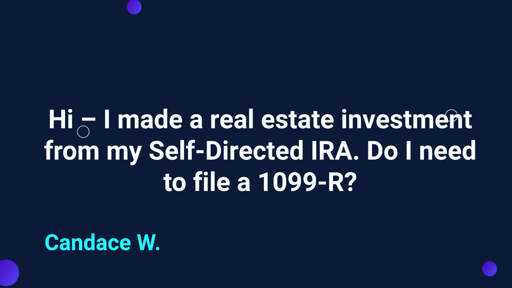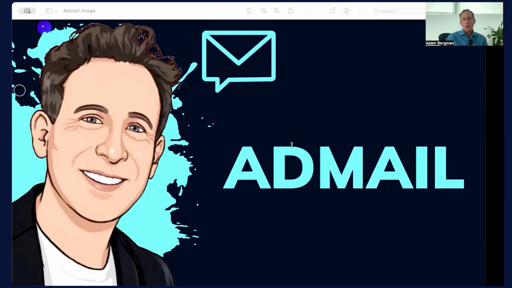When you make an investment directly from an IRA or self-directed IRA LLC, and the funds are moved directly from the IRA to the investment, there is no need for a 1099-R. Why? Because the 1099-R is filed when a taxable event occurs, like a distribution, like a Roth conversion. So in this case, you did not take a distribution, Candace.